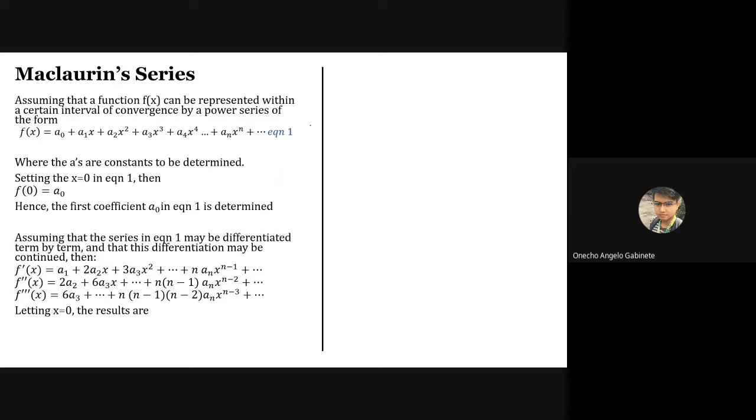So mag-substitute po tayo ng 0 sa lahat ng x. So from our equation 1, magiging a sub 0 plus a sub 1 times 0 plus a sub 2 times 0 squared plus a sub 3 times 0 cube and so on. So magiging 0 na po ito, wala na po ito. And then ang matitira po is f of 0 equals a sub 0.